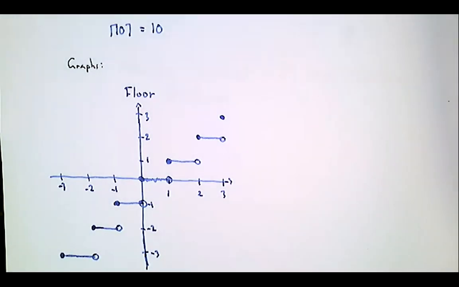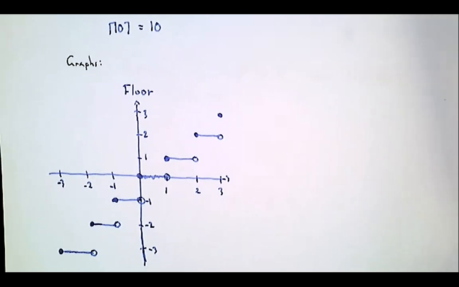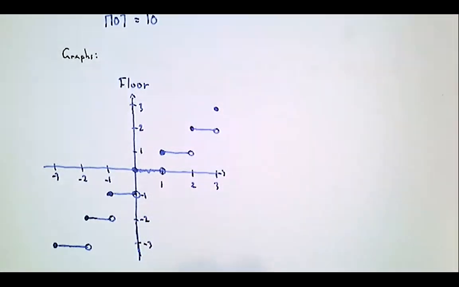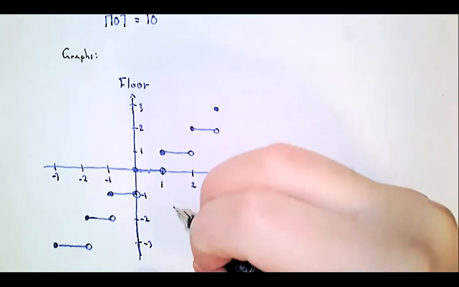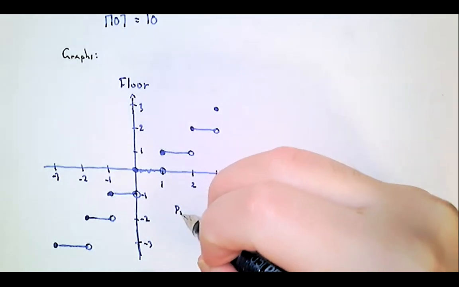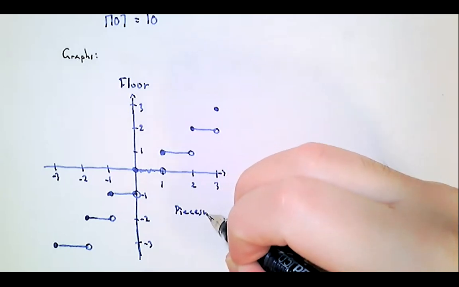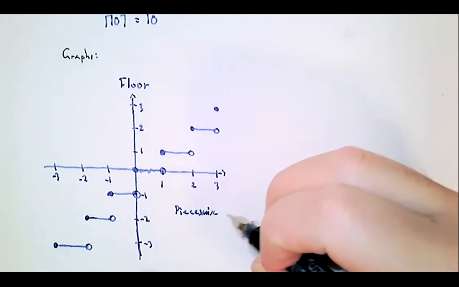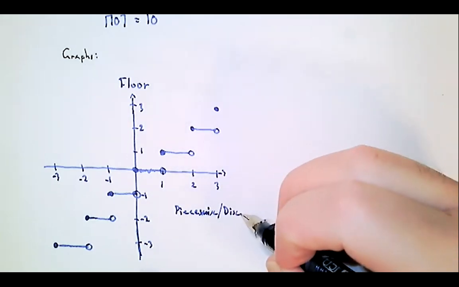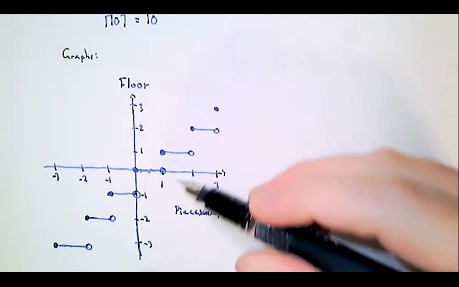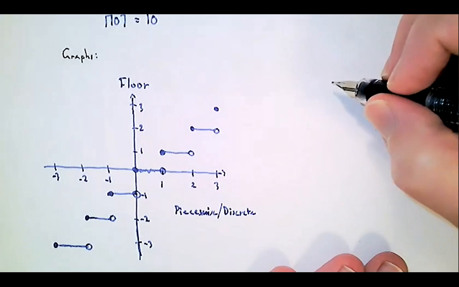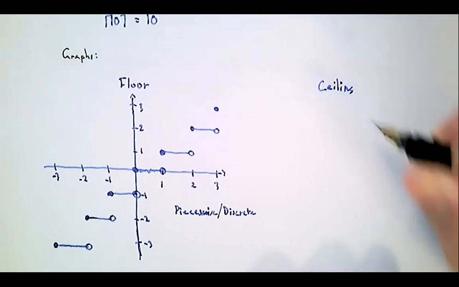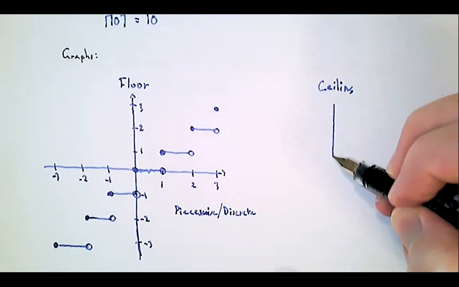So this is a very different kind of function than the lines and the parabolas that you might be used to graphing, because it has this sort of discrete stepping property. So you might call this something like a piecewise function, or discrete, because it has this stepping property. And the floor function is very similar to the ceiling function, of course, which we should also sketch in, except they're kind of the opposites of each other.